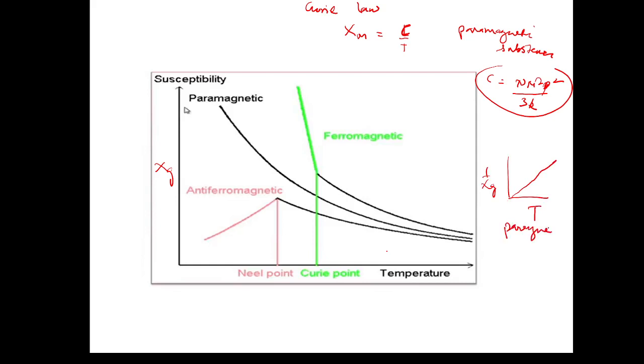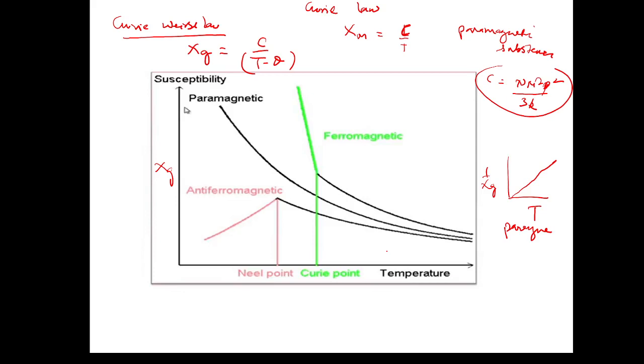But to explain the ferromagnetic, we have to go for the Curie-Weiss law. The Curie-Weiss law says that chi g is nothing but C by T minus theta, where theta is basically an intercept on the temperature axis and it's called the Weiss constant. So this explains the ferromagnetic.